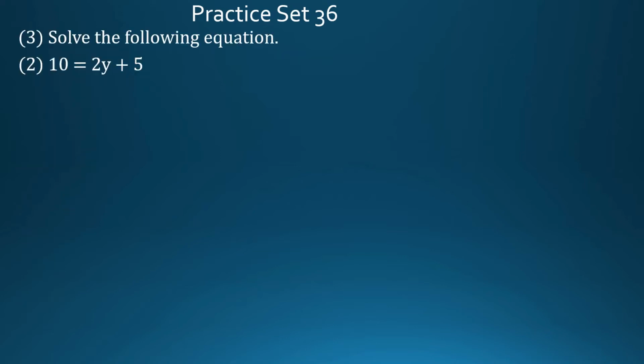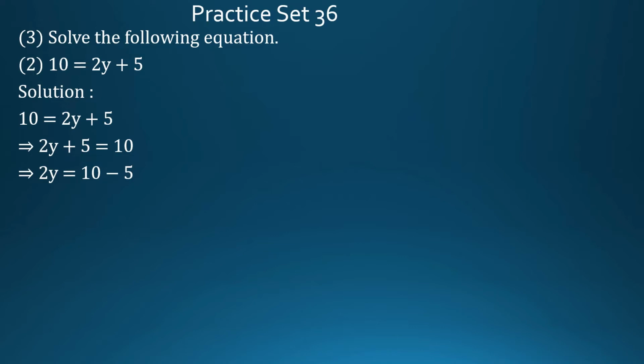Second one, 10 is equal to 2y plus 5. Solution: 10 is equal to 2y plus 5. Therefore, 2y plus 5 is equal to 10. We have just written it vice versa. That is, we have brought 2y plus 5 to the left hand side and 10 we have taken to the right hand side. As the equal to sign is there in between, we can do this.